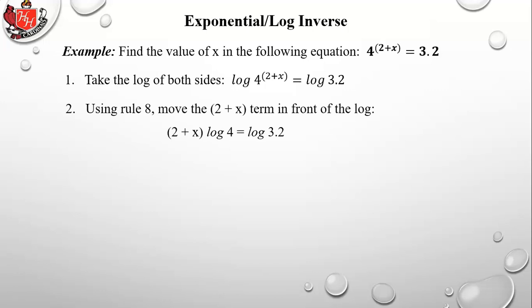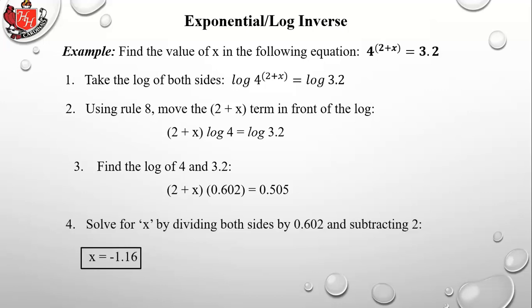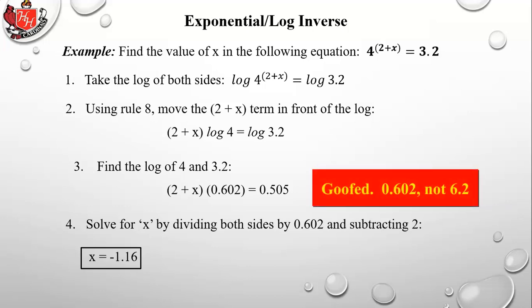So using rule number 8, you can move the 2 plus x term in front of the log. So it's 2 plus x times log 4 equals log of 3.2. Now you can find the log of 4 and the log of 3.2 using your calculator. So it's 2 plus x times 0.602, that's the log of 4, equals 0.505, that's the log of 3.2. And you solve for x by dividing both sides by 6.2 and subtracting 2. So divide both sides by 6.2, subtract 2, you'll get x by itself, and that will be negative 1.16.